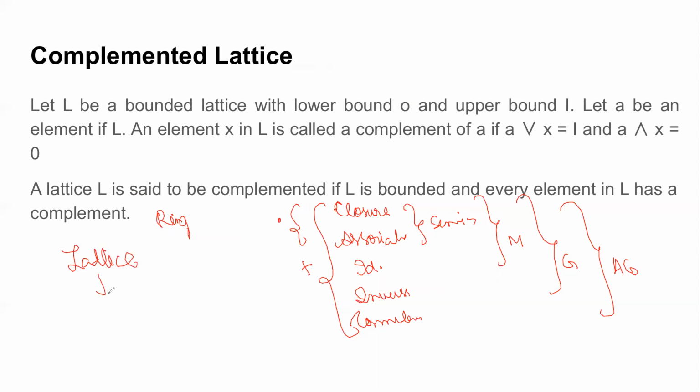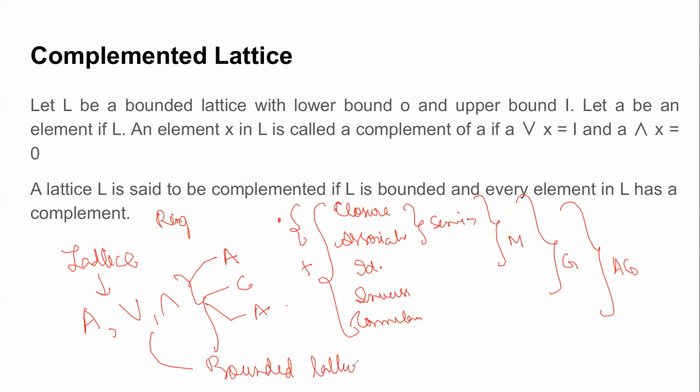What is a lattice? It is also an algebraic structure defined on a non-empty set, but the operations are union and intersection, so these are set operations. A lattice satisfies the associative, commutative and absorption properties. If it satisfies all three of them, it is known as a lattice. Any lattice which has an upper bound and a lower bound is known as a bounded lattice, which has a well defined greatest and lowest element.